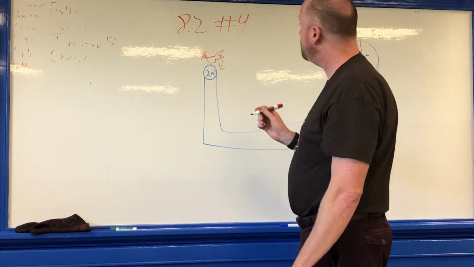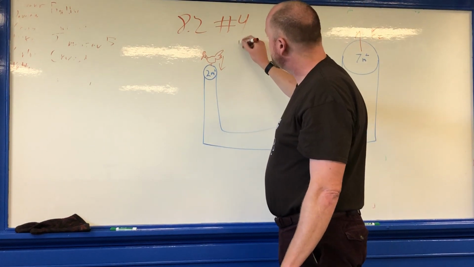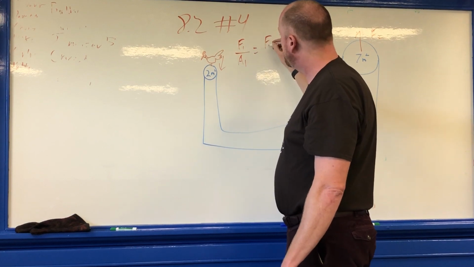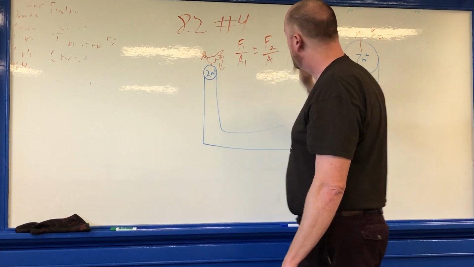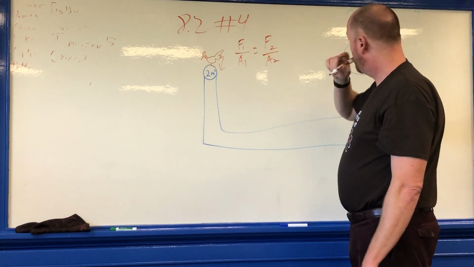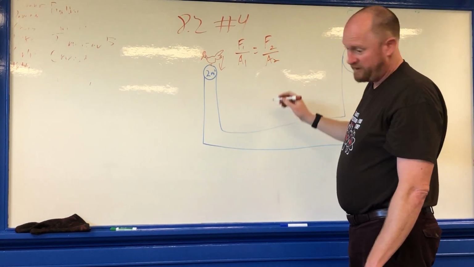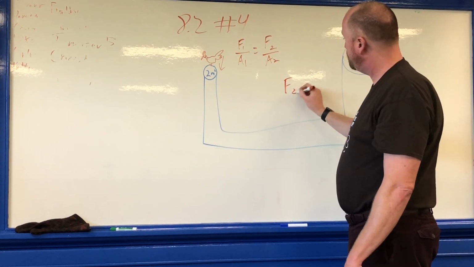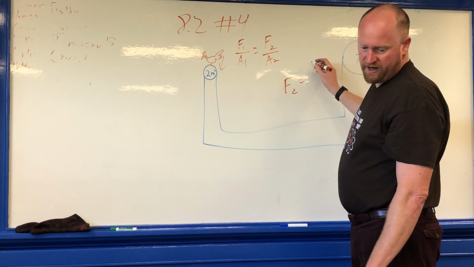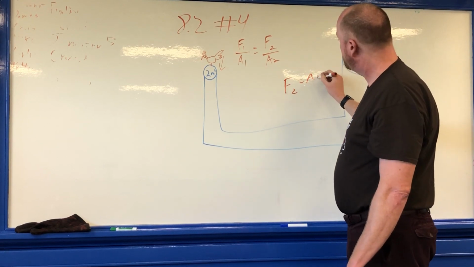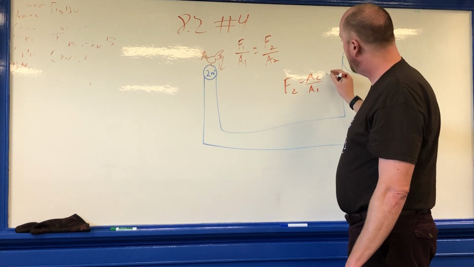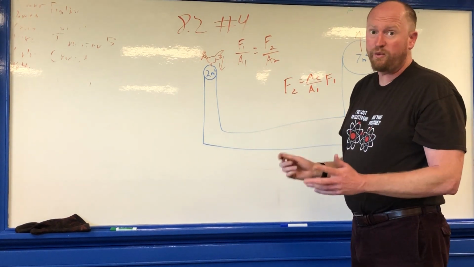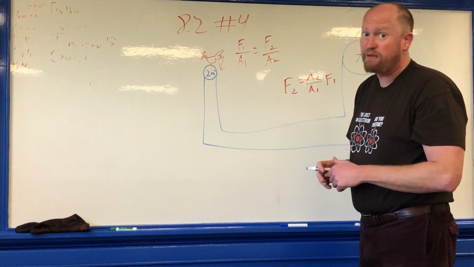In the book, they actually show you two formulas. One is this: F1 over A1 is equal to F2 over A2. That is one formula. The other formula they show you is simply this: F2 is equal to A2 over A1 times F1. Now, both formulas are correct. In fact, they're actually the same formula.